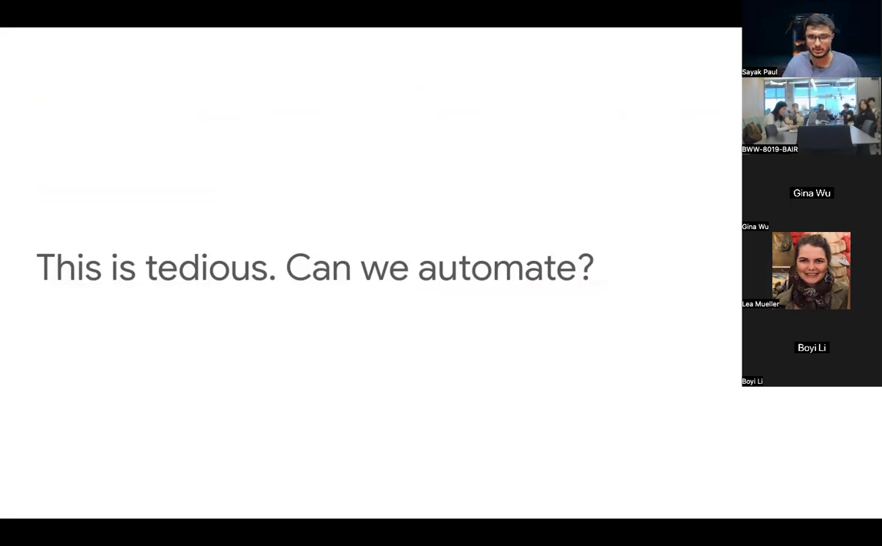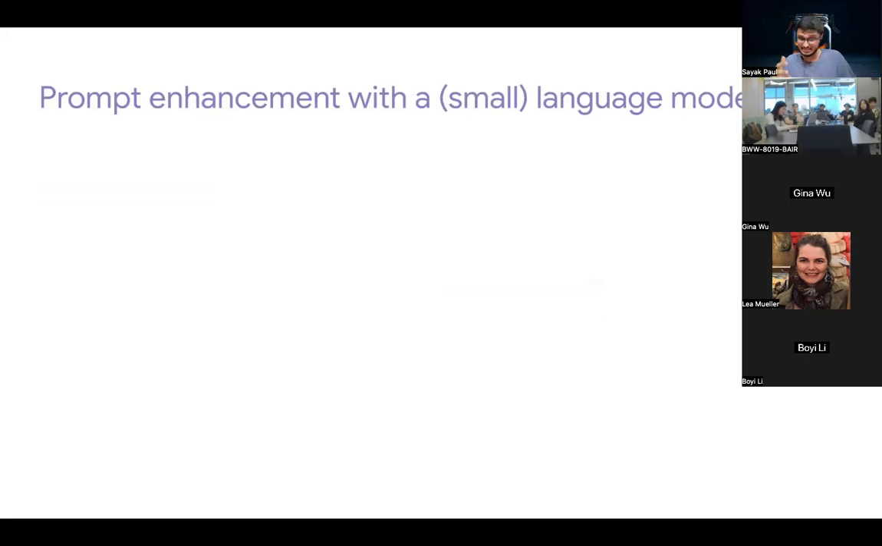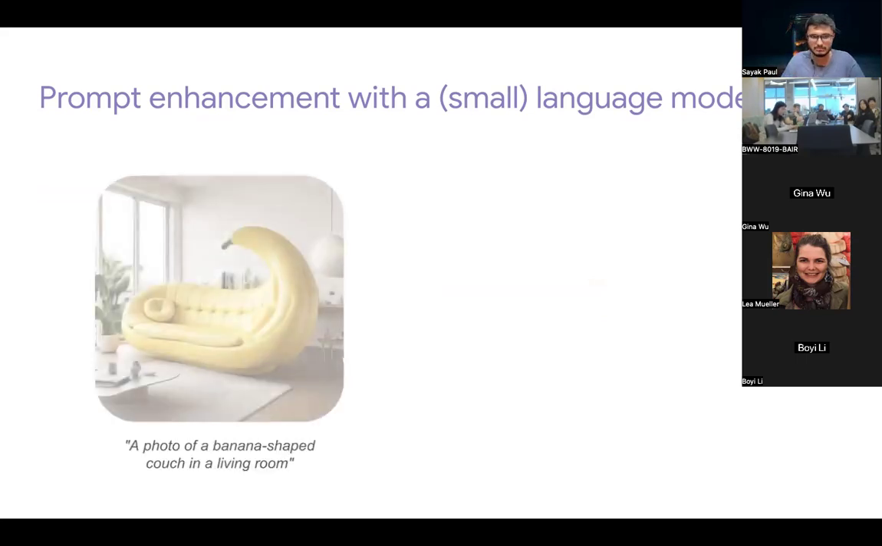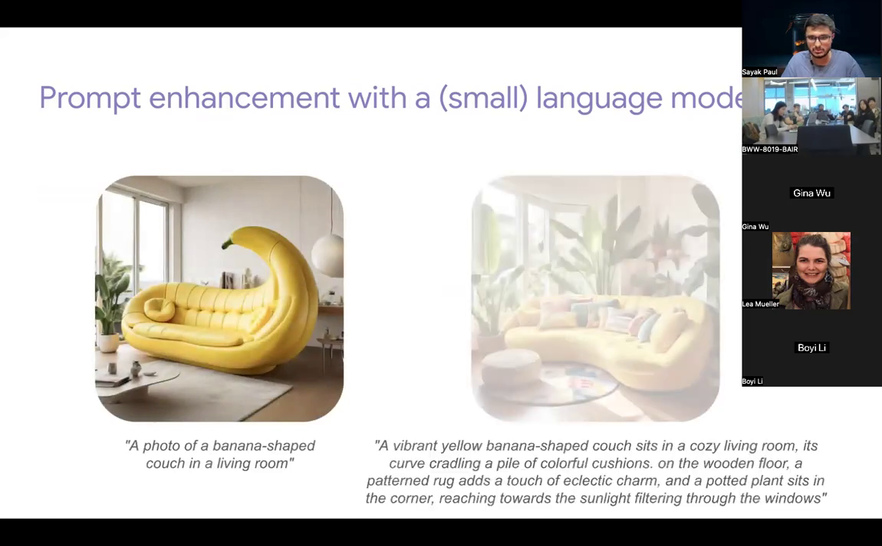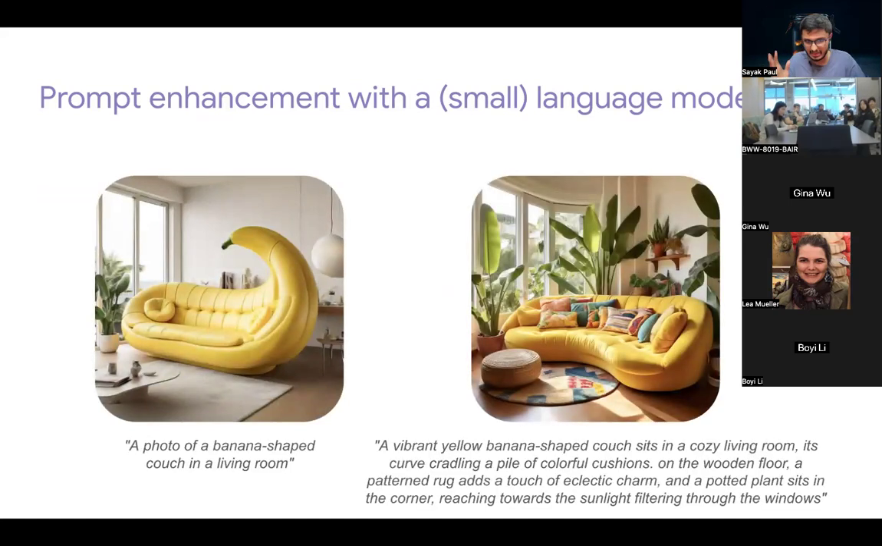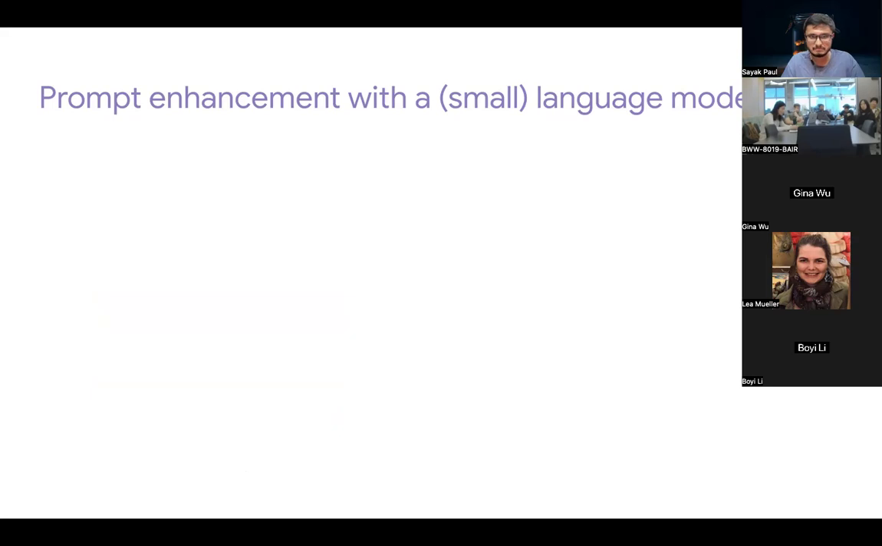How can we automate this? As it turns out, and you were probably expecting this already, we can do a pretty good job of it by using a very small language model, something like GPT-2. Here's what I want to do. I want this banana-shaped couch in my living room to look a bit more charming. And this is roughly how the workflow looks.